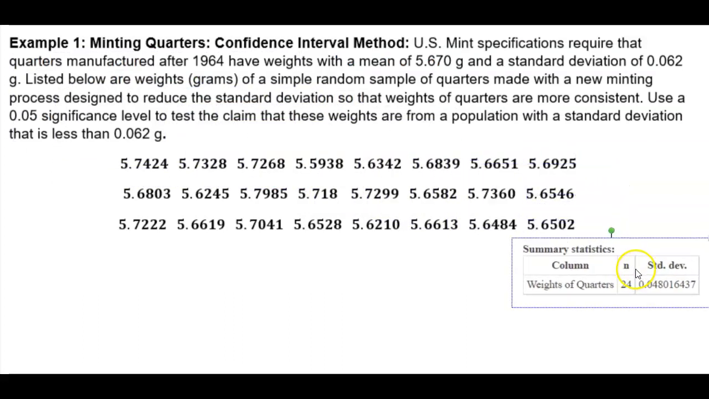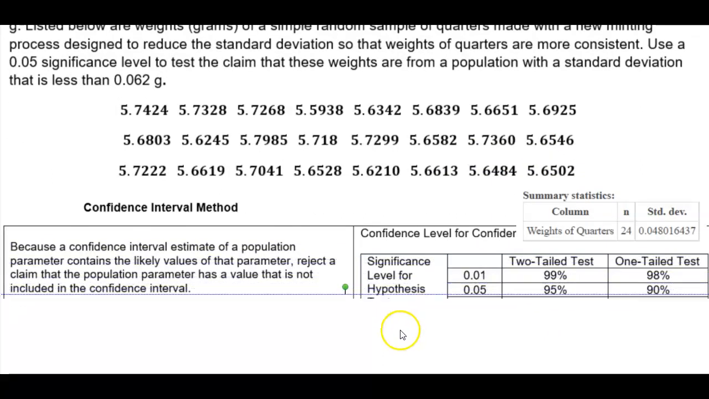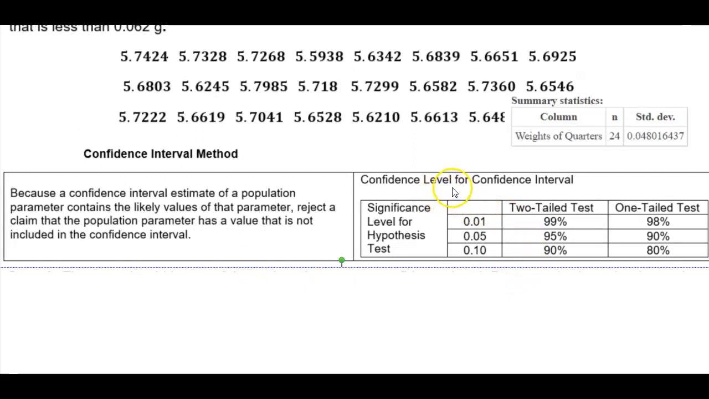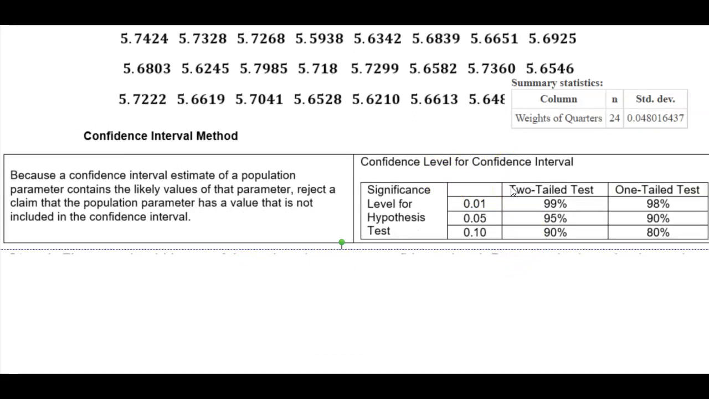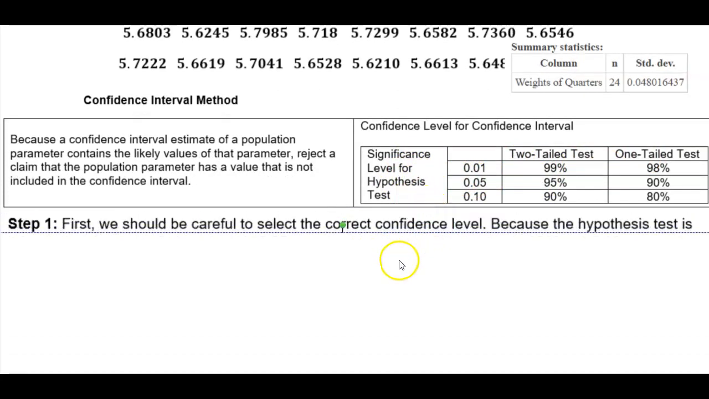Okay, so now the first thing we want to do is talk about the confidence interval method. Recall that because a confidence interval estimate of a population parameter contains the likely values of that parameter, you reject the claim that the population parameter has a value that is not included in the confidence interval. And here, the confidence level for the confidence interval is the following. So you have your two-tailed and your one-tailed test with a specific significance level for the hypothesis test.